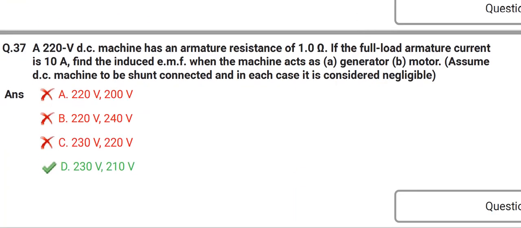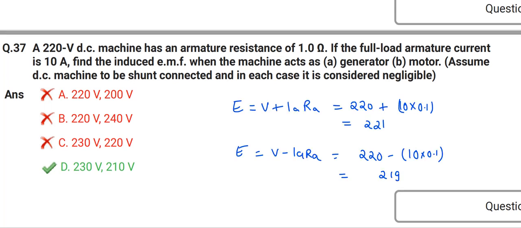A 220 volt DC machine has an armature resistance of 1 ohm. If the full load armature current is 10 ampere, find the induced EMF when the machine acts as a generator and motor. Okay, this question is so simple. Eg equals V plus IaRa and Eb equals V minus IaRa. You have to apply these for this question. So you can calculate it by the formula Eg equals V plus IaRa for generator, and Eb equals V minus IaRa in the case of the motor.